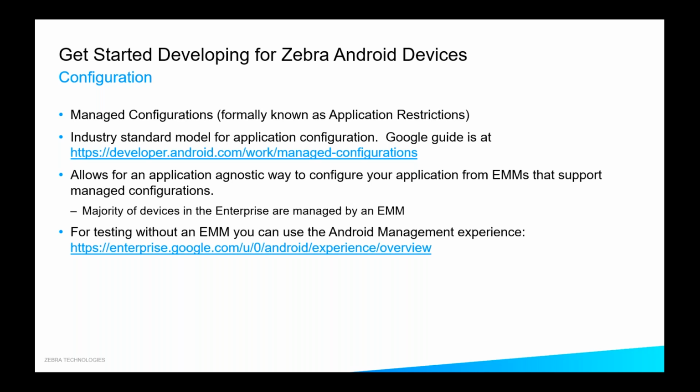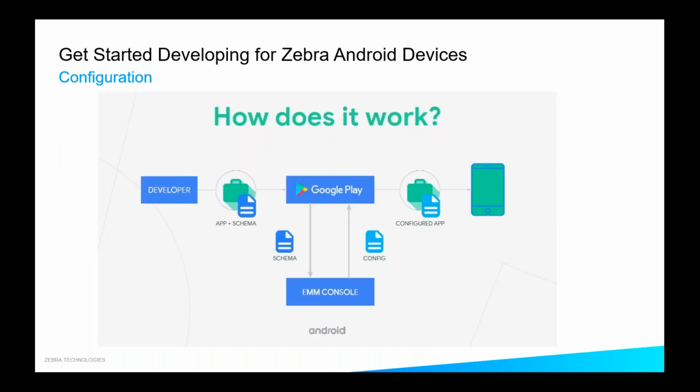And this is all a very long way of saying that the latest method for configuring your app is to use a technique called managed configurations, also known as application restrictions. There's more information from Google. This was originally and still is a Google technology, so it's not proprietary to Zebra. The way it works is, as a developer, you define your application configuration in a schema, which is just an XML file on your device.